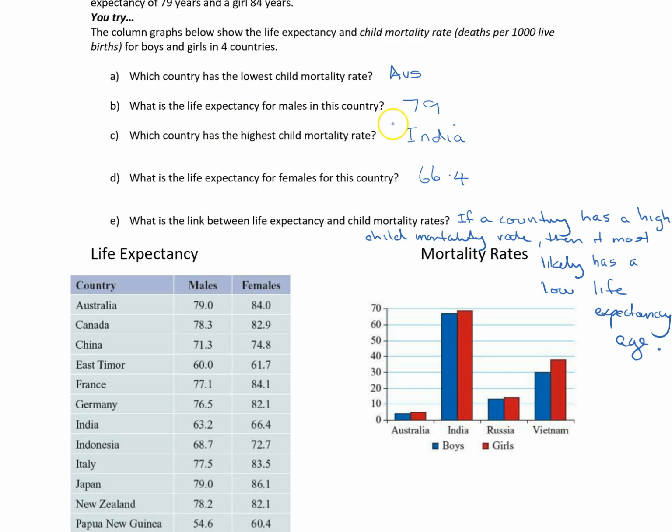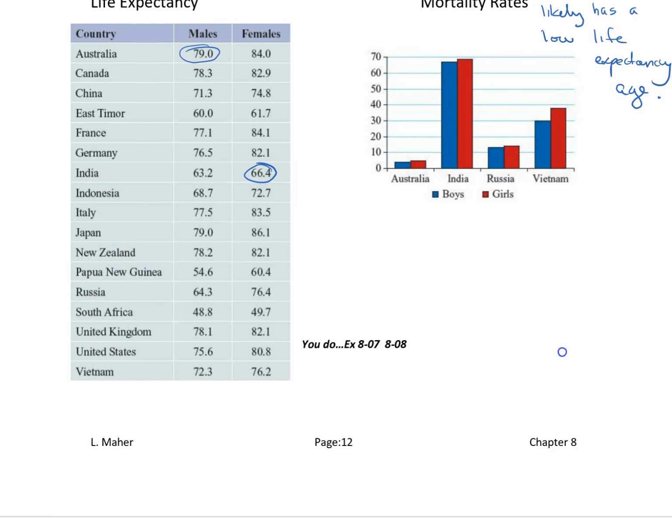What's the life expectancy for males? So we need to go to the table for that. And males are here. Male born, when this was put together, could expect to live till they were 79. The highest mortality rate occurs for when a child is born, occurs in India, and the females in India can expect to live till they're 66. What's the link between life expectancy and child mortality? Well, if a country has a high child mortality rate, then it is likely to have a low life expectancy age. And I'm sure your common sense would tell you that.